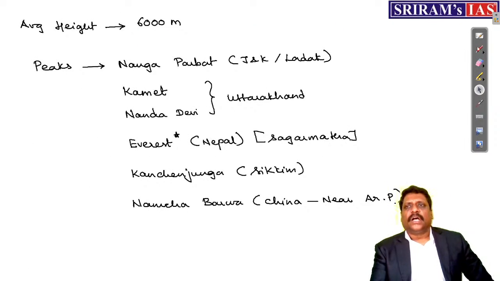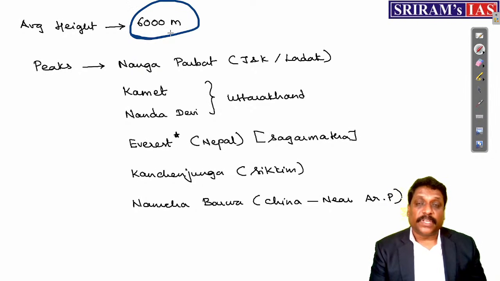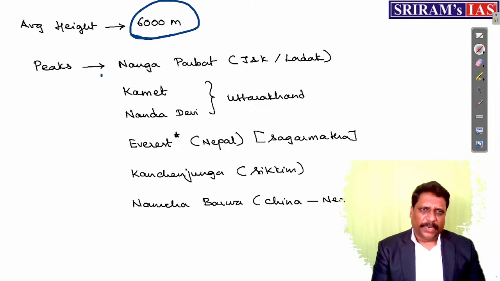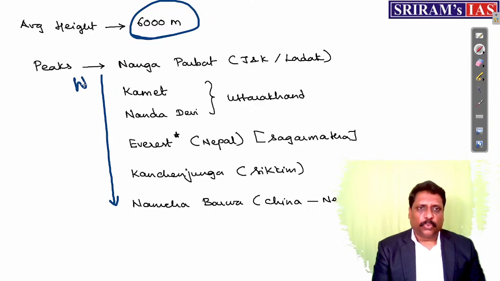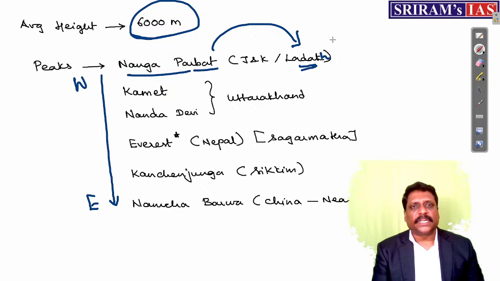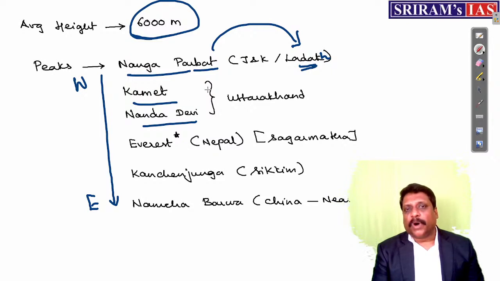Now, when I talk about, for example, the Great Himalayas, as I already said, the average height of this mountain is somewhere around 6,000 meters. And peaks, I have just arranged it simply. I have arranged it from west to east. Right? You have peaks like Nanga Parbat. Nanga Parbat is there in Ladakh. Then, for example, Kamat and Nanda Devi in Uttarakhand. Kamat is more a part of Garhwal Himalayas. Nanda Devi is more a part of Kumaon Himalayas.